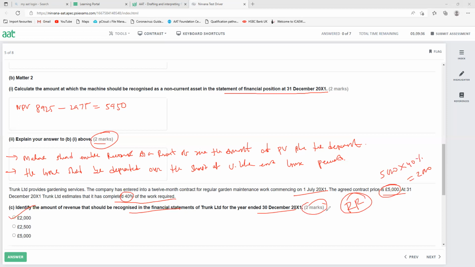Even though we did not receive the money or we did receive the money, it doesn't matter. Remember that we always have to look at how much of the work is completed. If there is some deposit and we take some money in advance, the treatment could be different. So you need to make sure you revise revenue recognition very well, because this is very common in the exam. All right, let's move to the next one.